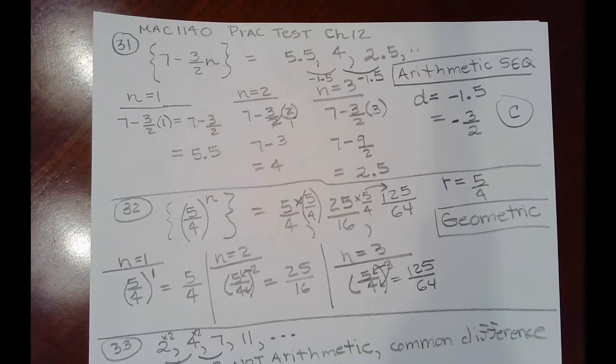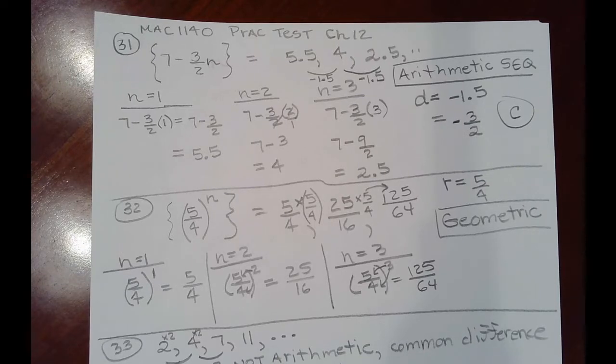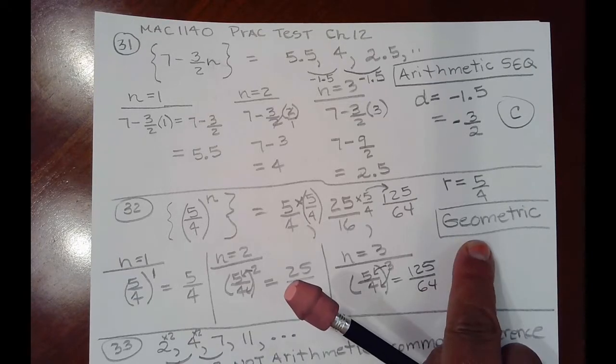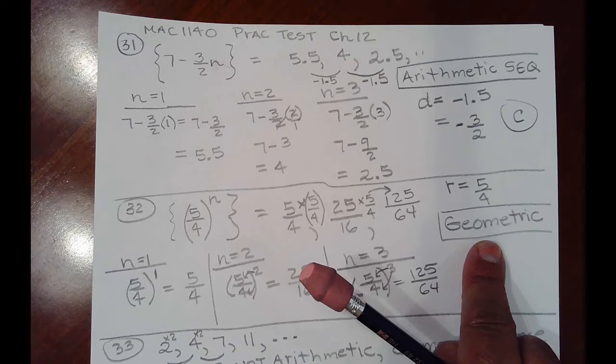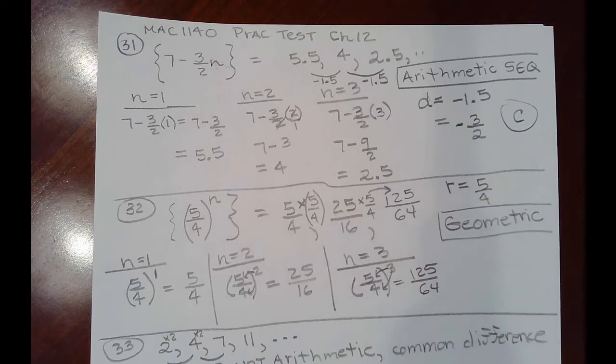And let's pick out the choices that were these answers. In 33, the one that I'm on right now, that would be choice D. And then the choice for number 32 that had both of these answers, geometric, and 5/4 as the common ratio, that would have been B.